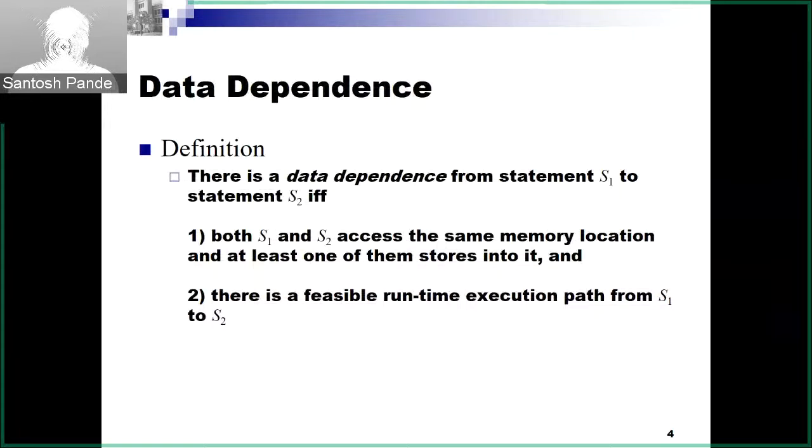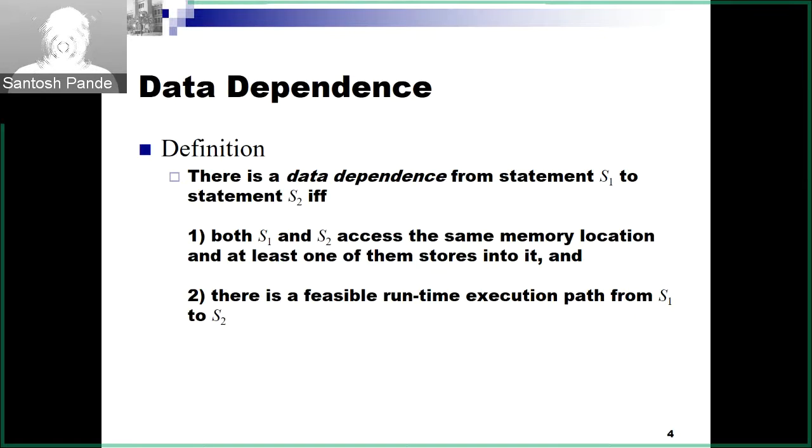In terms of a formal definition of data dependence, we define it in this way: there is a data dependence from a statement S1 to statement S2, or in short, we say that S2 is data dependent on S1, if S1 and S2 access the same memory location, and at least one of them stores into it.